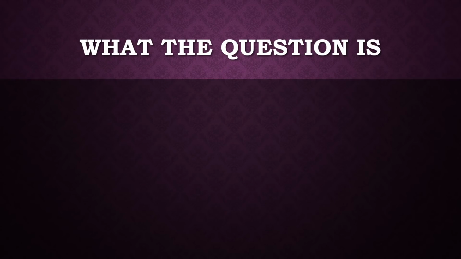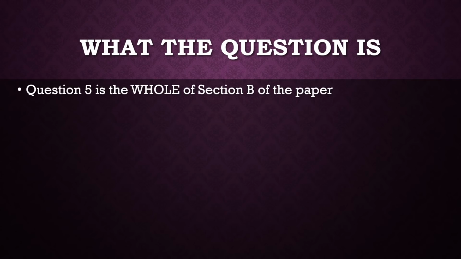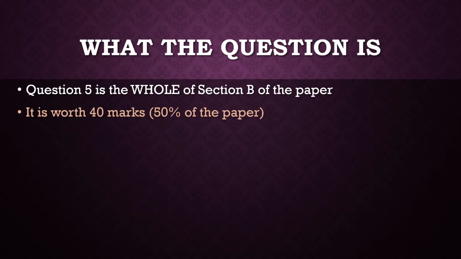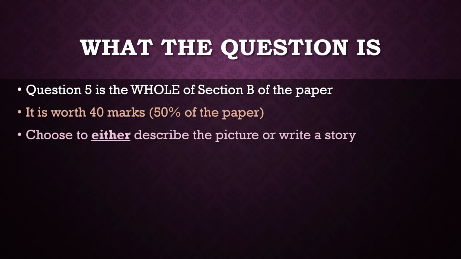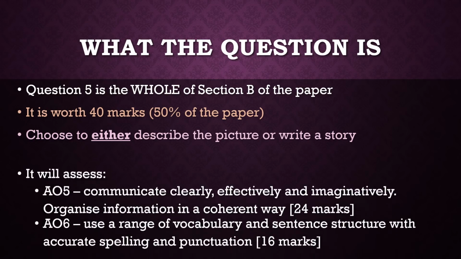So what is the question? Question 5 is the whole of section B of the paper. It is worth 40 marks, which is 50% of the paper, 25% of your total English language mark. You choose to either describe the picture or write a story. You don't do both, you pick one.